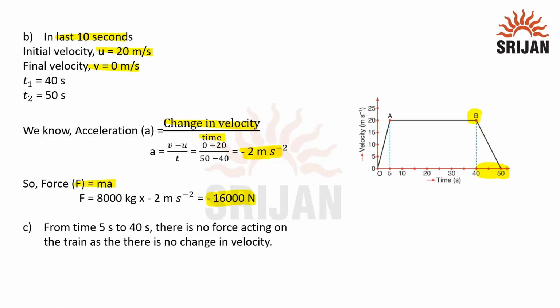And the last part, which states that in which part there is no net force acting on the train. So from time 5 seconds to 40 seconds, there is no force acting on the train, as there is no change in velocity in this part of the graph. As there is no change in the velocity, there is no force acting on the train.